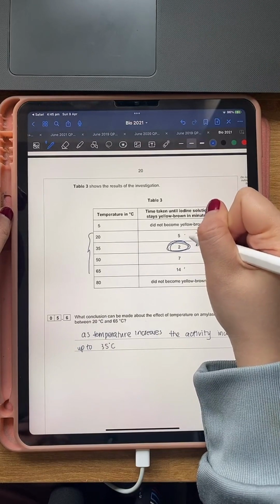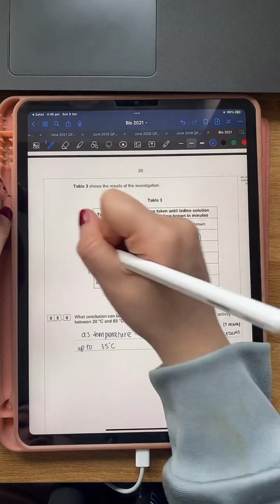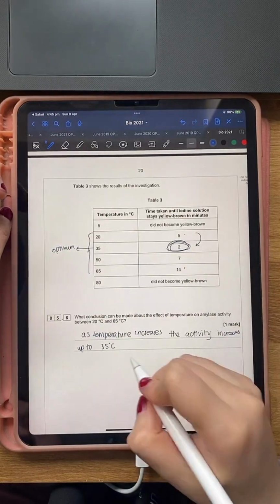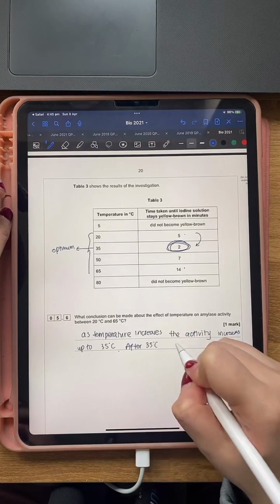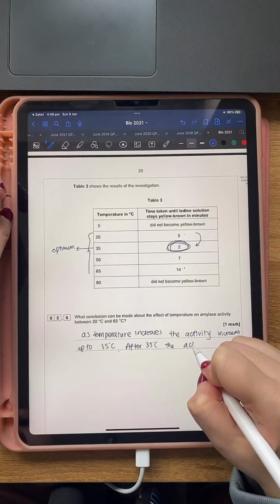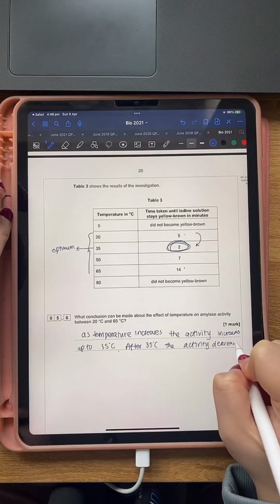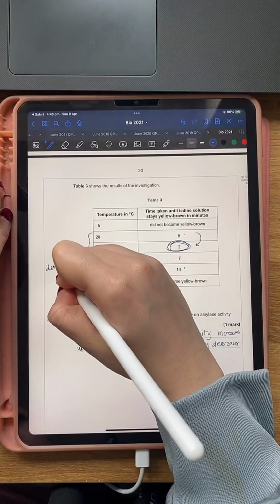After 35 degrees Celsius, the activity decreases, meaning it has denatured. It's proven because there's less activity, and you can see that because the time increases until eventually it does not become yellow at all.